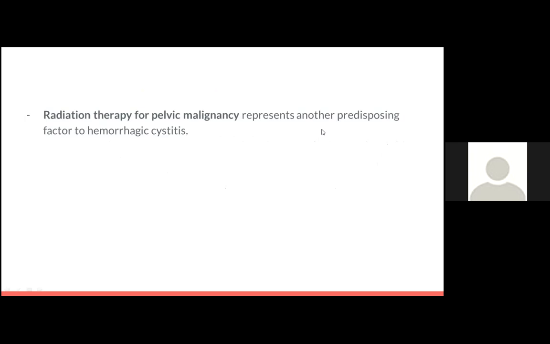Radiation damages the vascular endothelium, thereby inducing subsequent inflammation, fibrosis, and ischemia, with tissue necrosis and mucosal sloughing occurring through progressive obliterative endarteritis. Secondary infection frequently ensues, further compromising tissue healing.